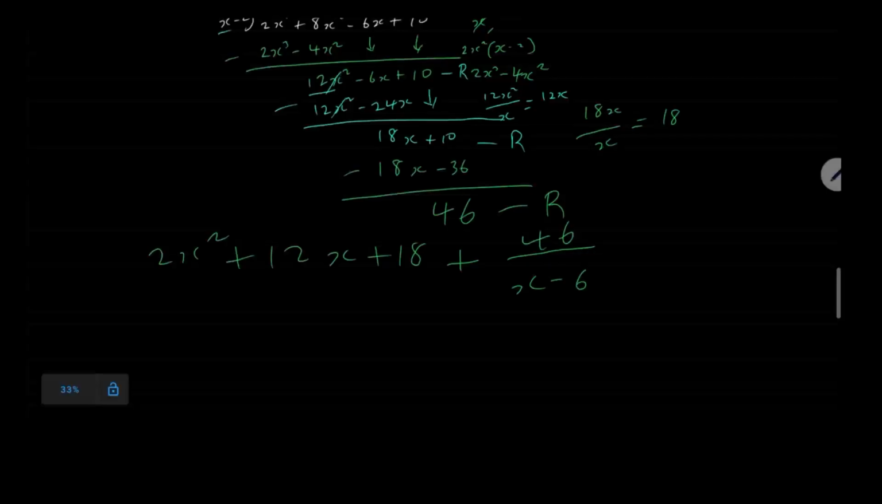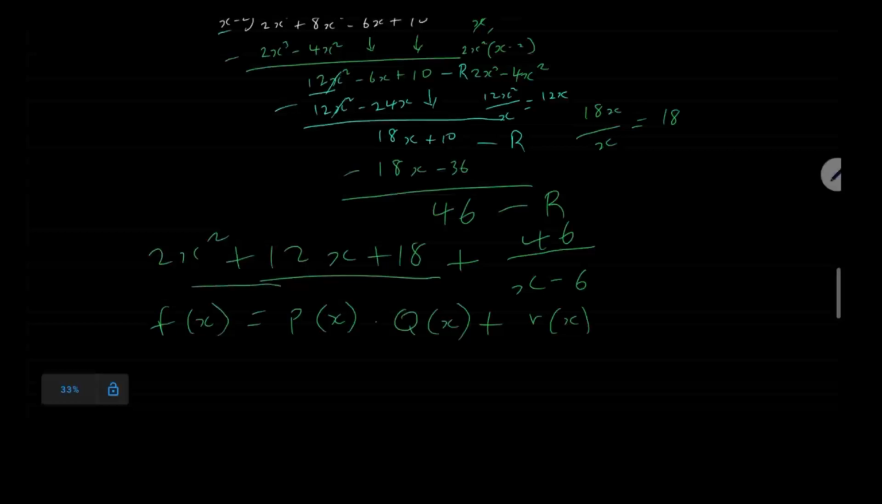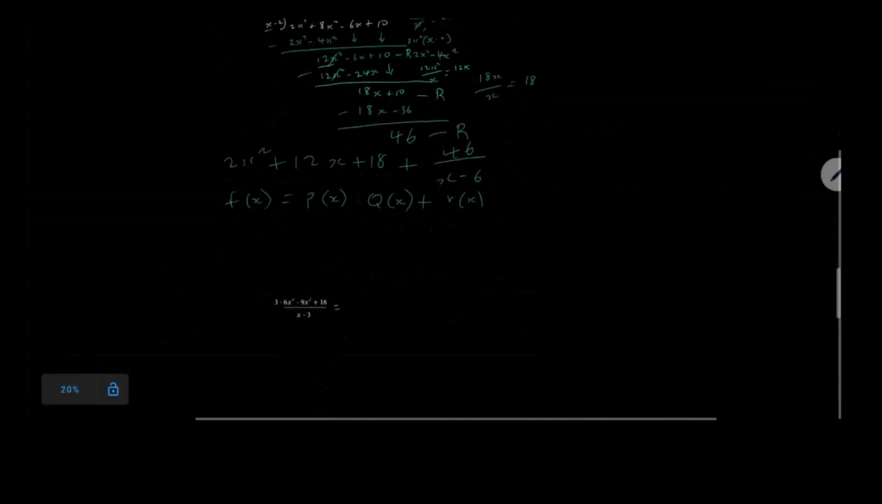In practical terms, we say f of x is equal to p of x multiplied by q of x plus r of x, where r of x is our remainder, q of x is our quotient, p of x is the divisor, and f of x is the polynomial itself. I hope this makes perfect sense, and then we are going to move forward to the next one.